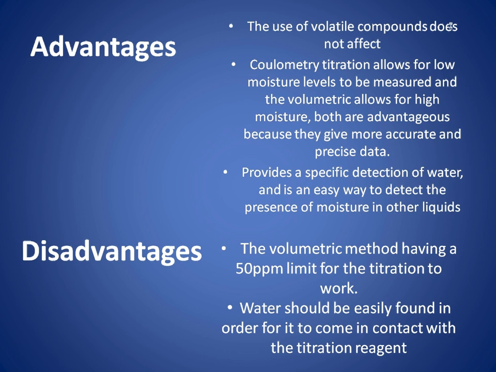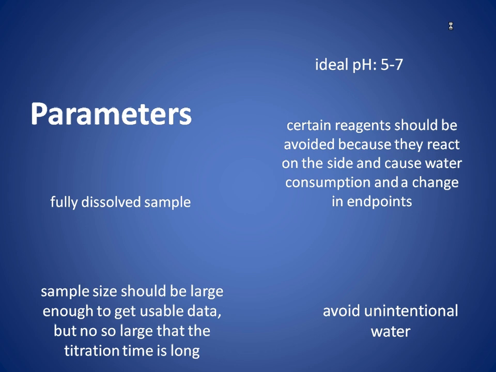The detection limits are vast for Karl Fischer and can range from 1 part per million to 100%. The use of volatile compounds is one advantage of the Karl Fischer titration because the method is not affected by them. Coulometry titration allows for low moisture levels to be measured, and the volumetric allows for high moisture. Both give more accurate and precise data.